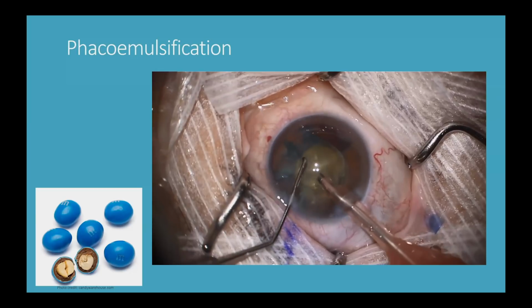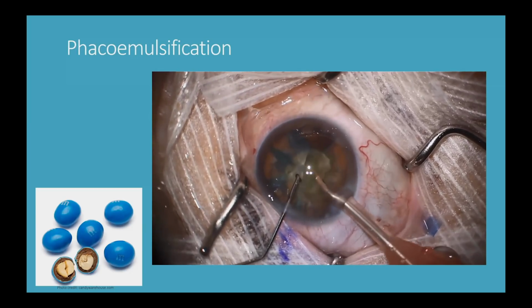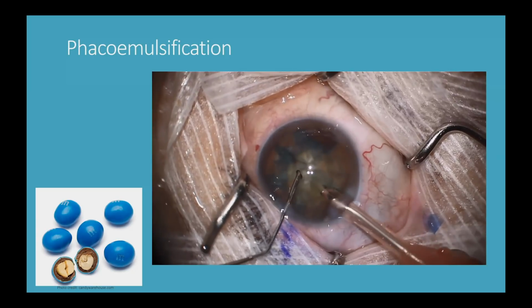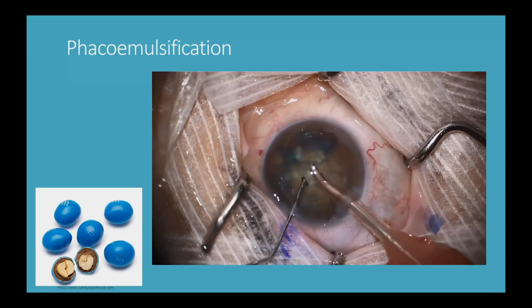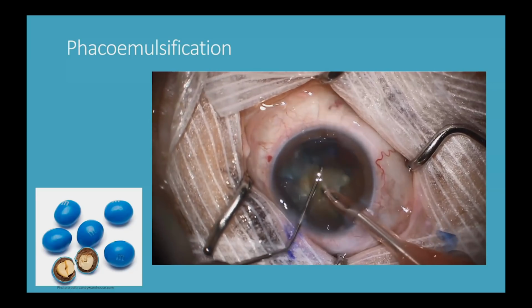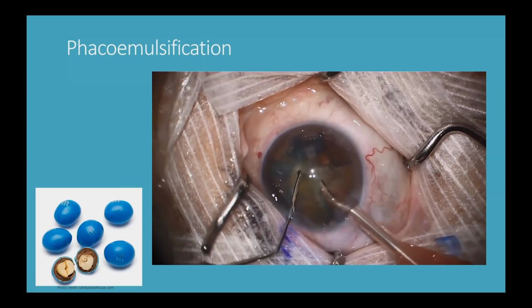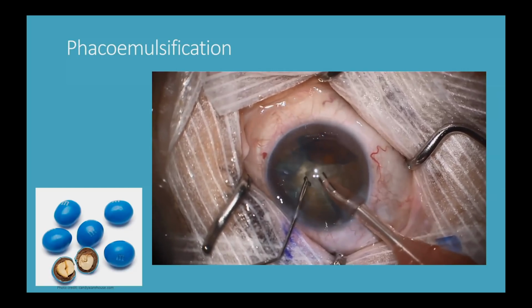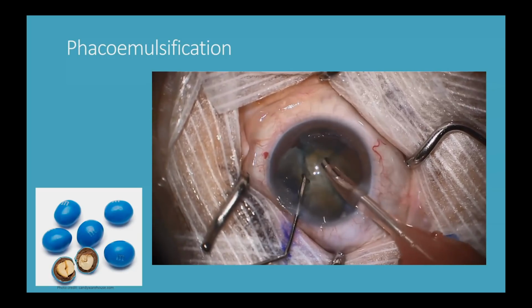I seem to have a lot of food analogies for my cataract discussion, but I cut the cataract up into 6 pieces because they're an appropriate size to take out without too much trouble. And then I use my ultrasound and vacuum to cut and suck those pieces out.